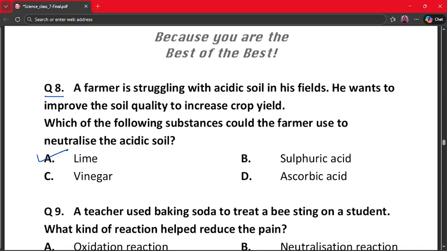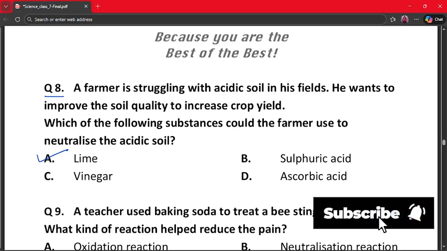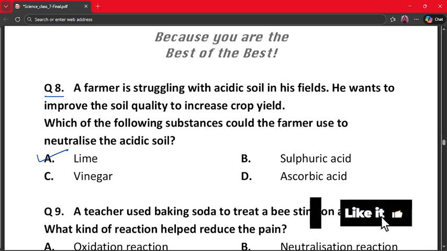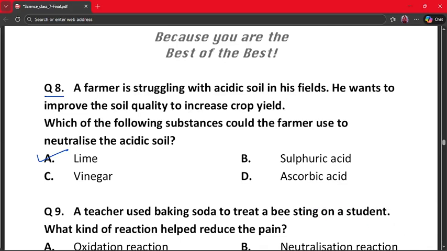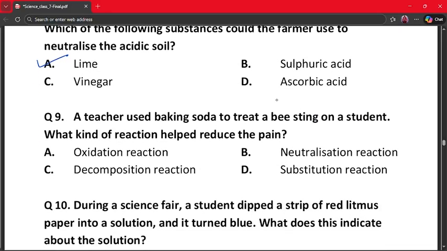Acidic soils need a basic substance, and lime is basic in nature. When added to the soil, it reduces acidity, and this improves soil quality for crops. So lime is the correct choice. Our next question is question number 9.